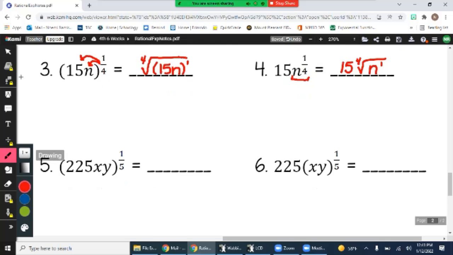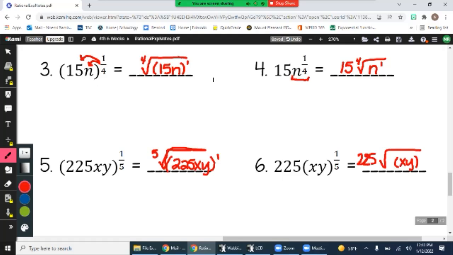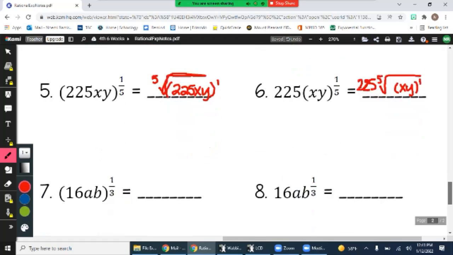5. 5 and 6 are similar, not the same. For 5, what do we put under the radical symbol? 25 to the power of 1. And what's my index? Number 6. So 25 goes in front of the thing. What is it called? Radical. 25 goes in front of the radical symbol. What goes under? XY to the power of. And what's your index? Good. Pretty straightforward, right?